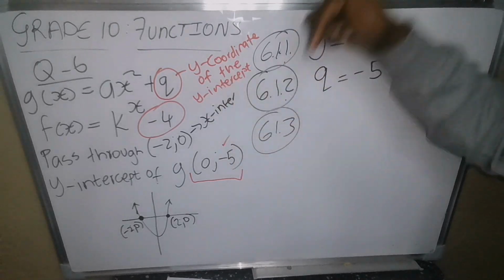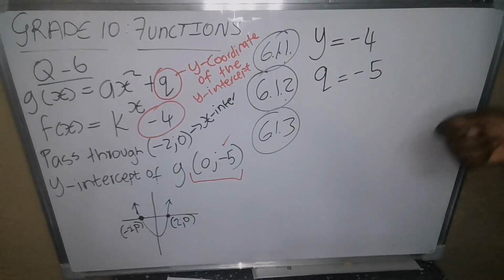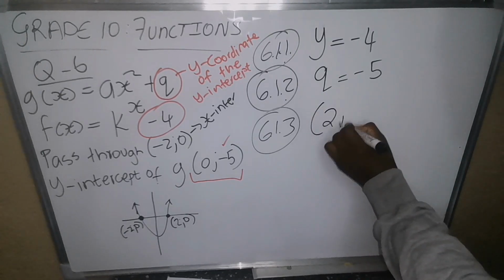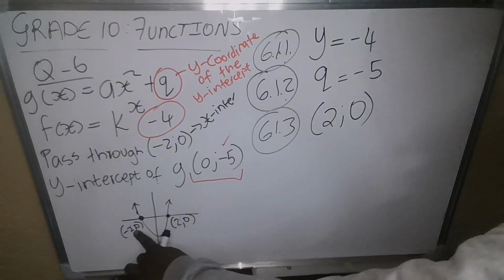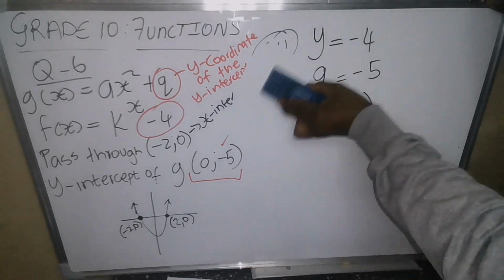Therefore, write down the coordinates of the other x-intercept of g. What is the other x-intercept of g? It's going to be (2; 0). Since we have (−2; 0), it is going to be (2; 0) when you change the sign. I hope we are clear on that one. Let's go to 6.2.